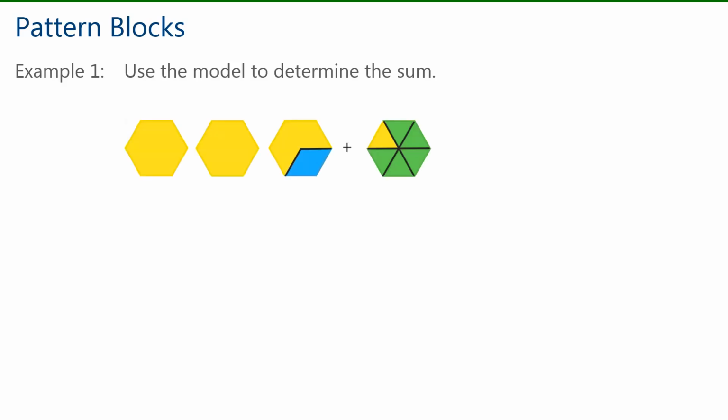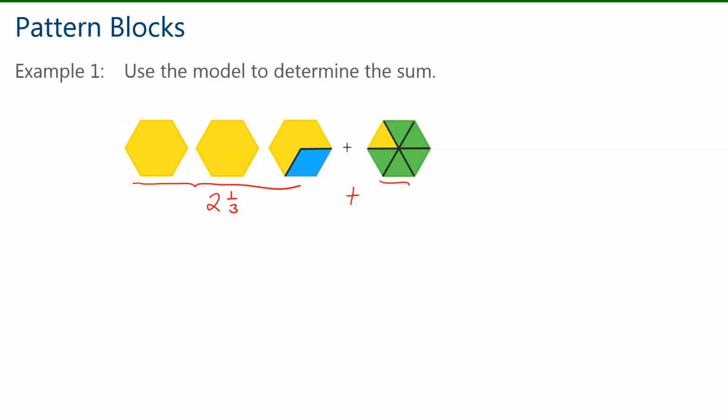How about some pattern blocks? Use the model to determine the sum. On the left-hand side of my addition sign, I have 2 hexagons and a rhombus. That will translate into 2 wholes and 1/3.